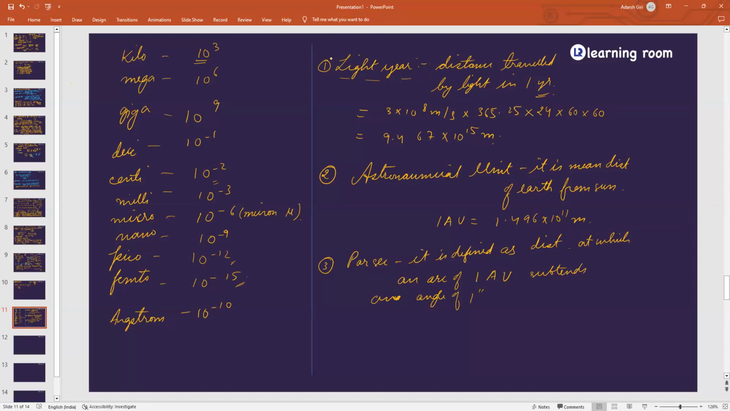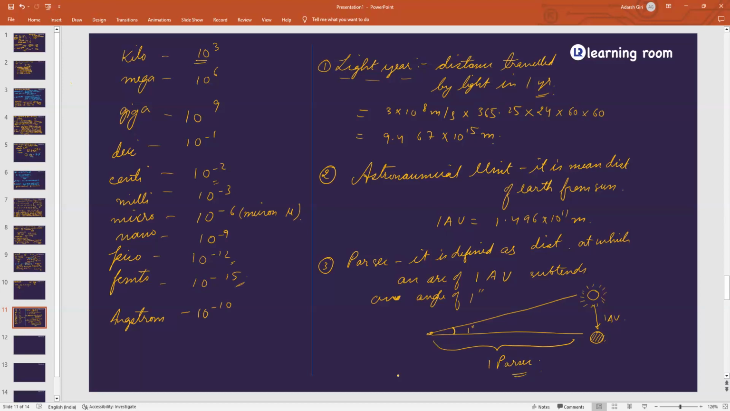Okay. Now see here. Let us say this is the sun, and this is the earth. Now what we have to do, we have to choose a point where the distance between these two is 1 astronomical unit, and the angle subtended by it will be 1 second. Right? So this distance will be called 1 parsec.